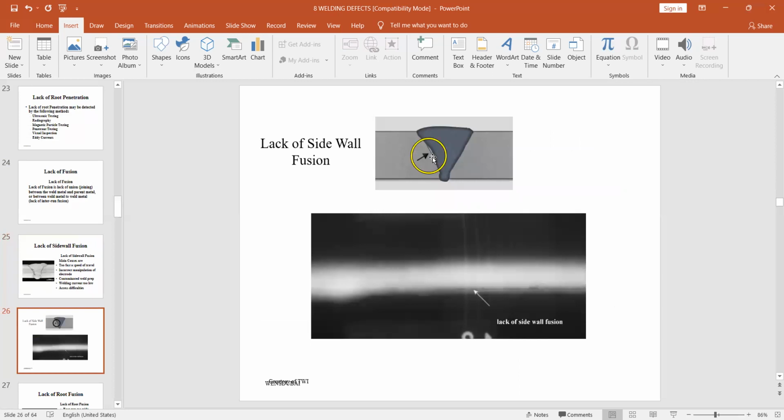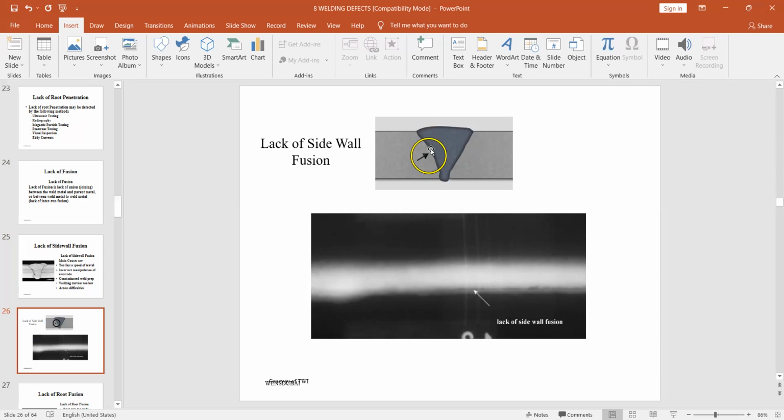Now here, this is the lack of fusion here. We can say lack of sidewall fusion, because this is the sidewall. That's why our name is lack of sidewall fusion here. Now see this image here, you will see here in the radiography, and not at the center. If anything at the center, you will get in center. If here, you will get this side. If here, you will get here, not inside the weld.